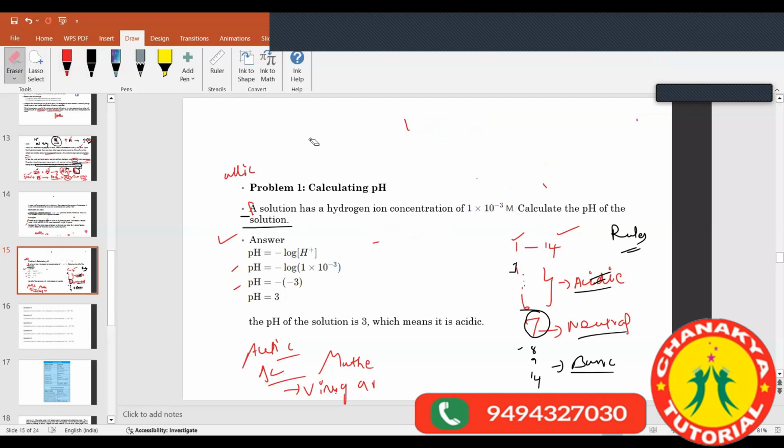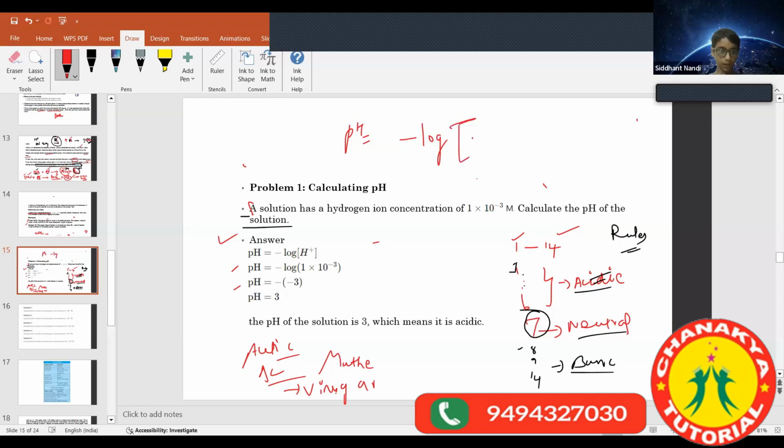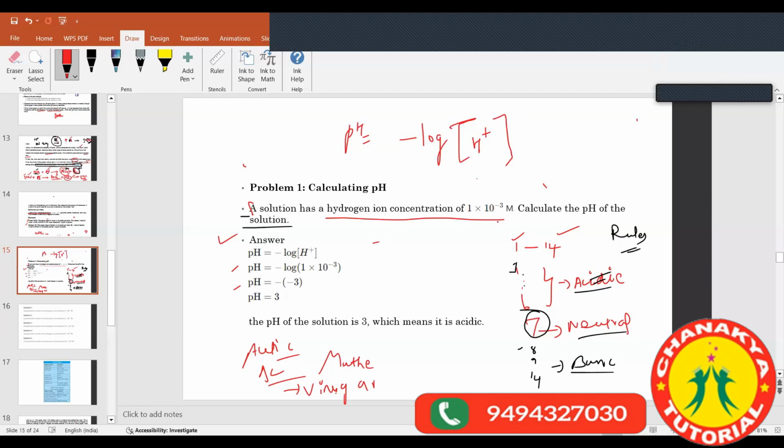To find the exact pH value of any solution, we have the pH formula. pH is equal to minus log of H plus ion concentration. Yes, this is the formula, minus logarithmic of H plus ion concentration. The hydrogen ion concentration is given in the question, so I'm just substituting the value: minus log of 1 into 10 power minus 3, in the place of H plus. Do you know how it came from here to here?